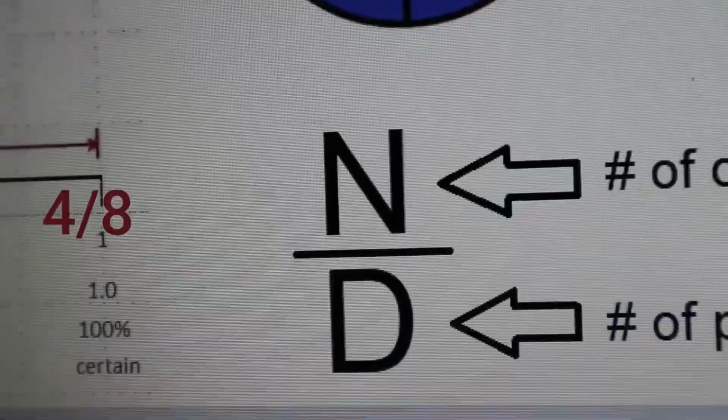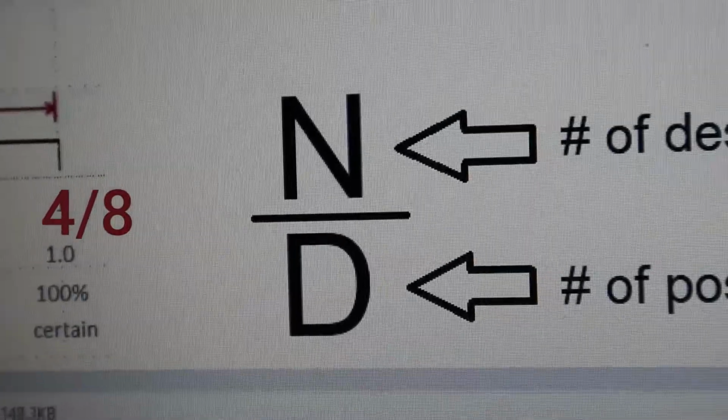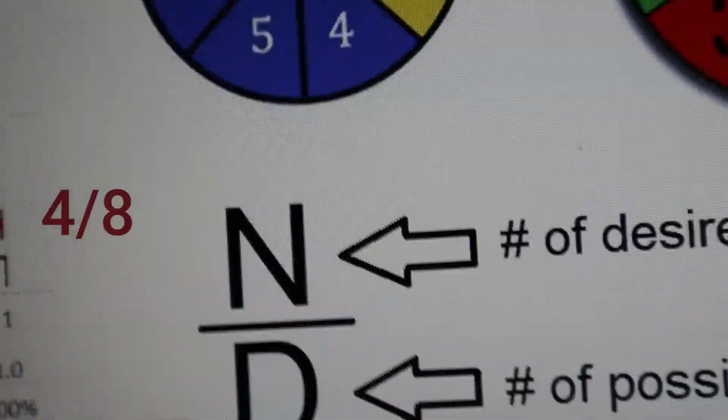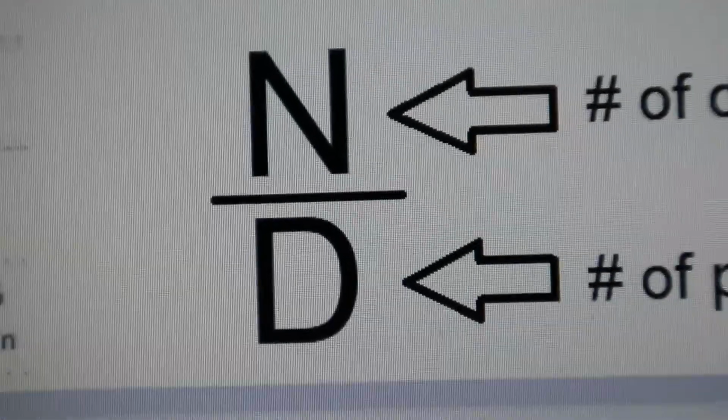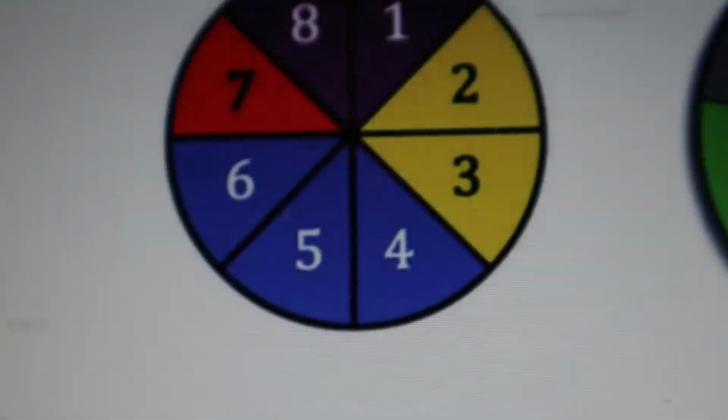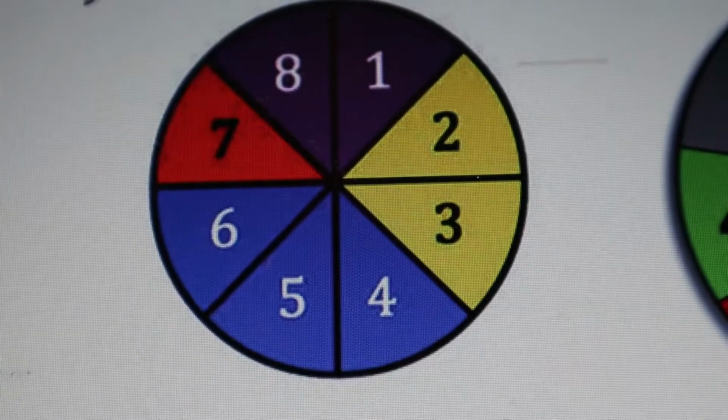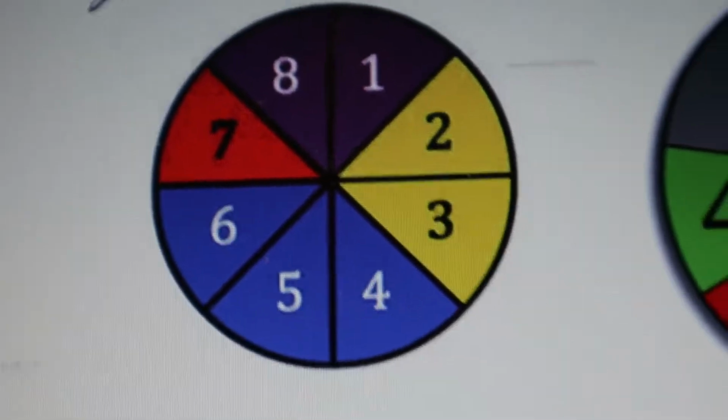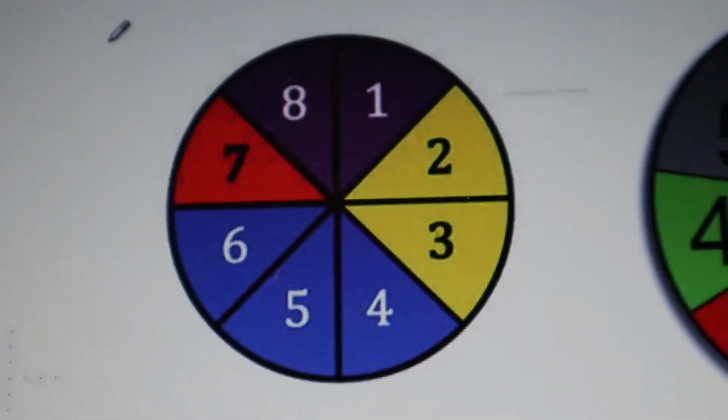Now, if you converted the fraction to a decimal, 4 out of 8 would be 50%. So that would be an equally likely chance of you actually spinning an even number. Now we can also talk about the colors on this spinner.